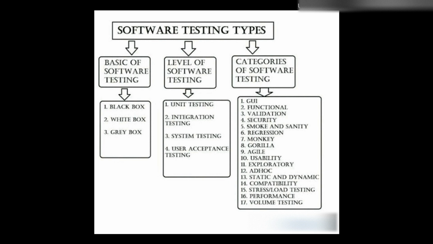Number 4, acceptance testing. Acceptance testing is a type of testing where the client/business/customer tests the software with real-time business scenarios. The client accepts the software only when all the features and functionalities work as expected. This is the last phase of testing, after which the software goes into production. This is also called user acceptance testing, UAT.